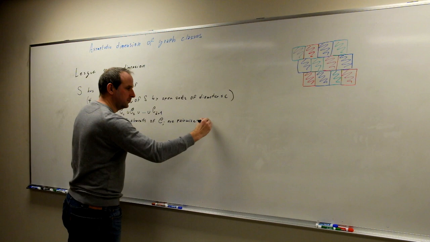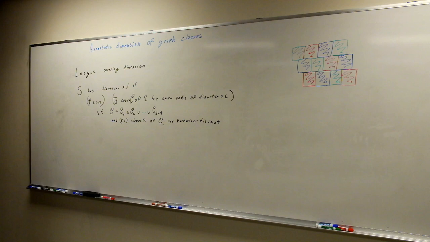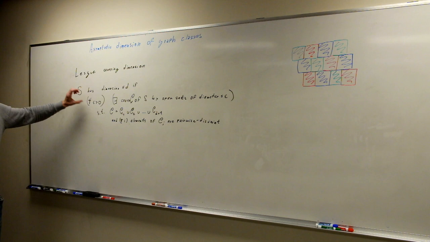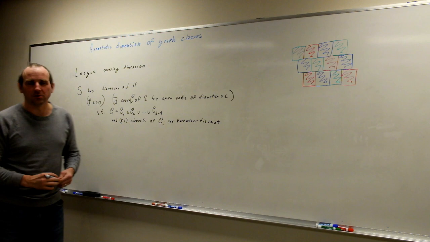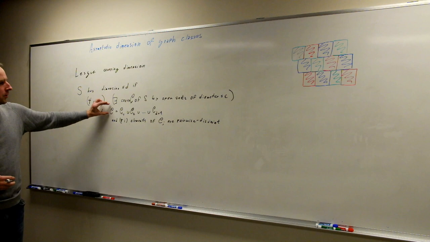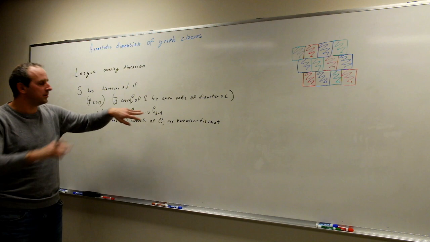So that's a bit technical. So what does it say? This epsilon tells us that we must be able to do this by arbitrarily small sets, and what we want is to cover our space by these sets, where the sets are divided into D plus one parts, and inside each part things are pairwise disjoint.